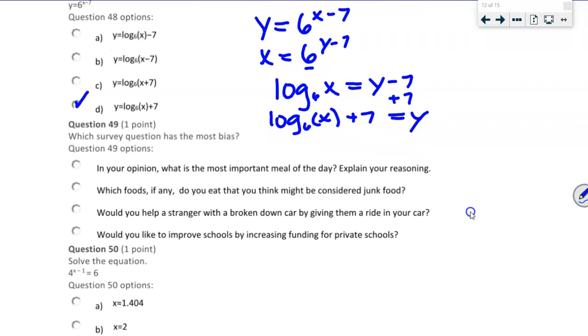Would you like to improve schools by increasing funding for private schools? Now, I think this one's going to be biased because if you have kids who go to a private school, then you obviously think that increasing funding would be better for them.